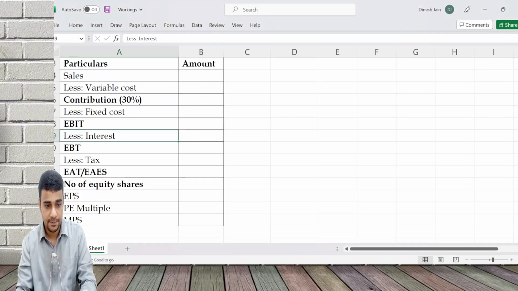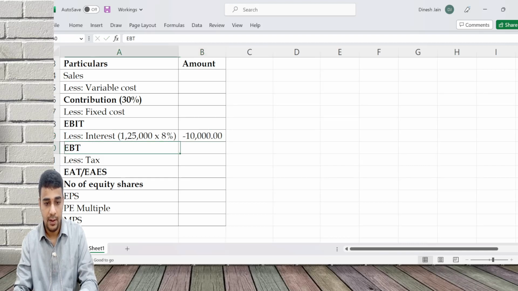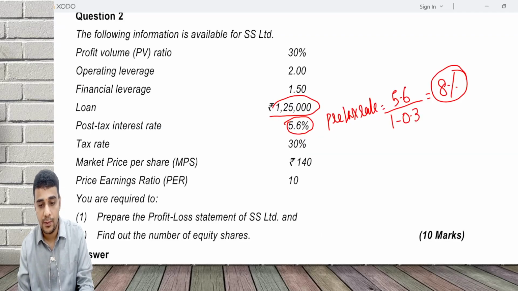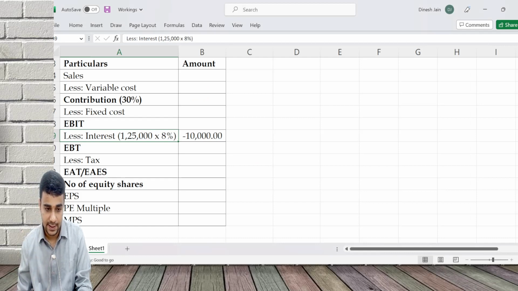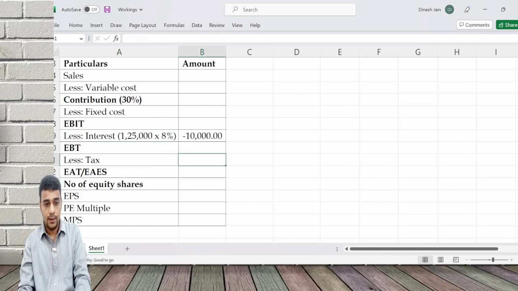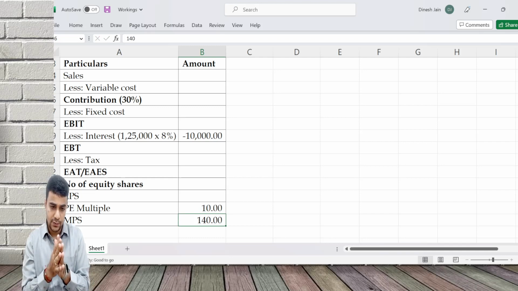So interest is 1,25,000 into 8%, 10,000. How 8%? 5.6 divided by 1 minus tax rate. I've just captured that alone. Tax we will see later. I think other information I have is MPS is 140. Market price is 140. P multiple is 10 times. Balance we will do by reverse working and other things.